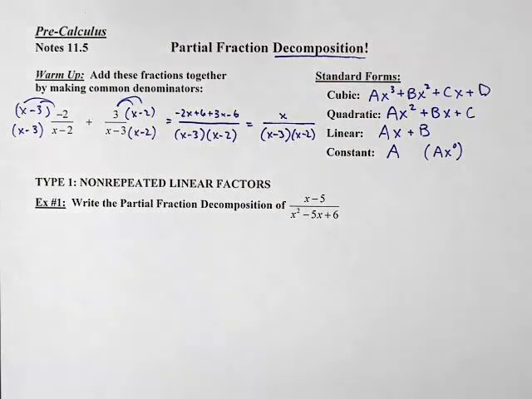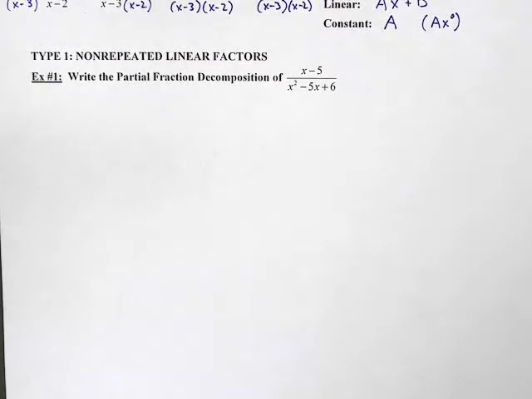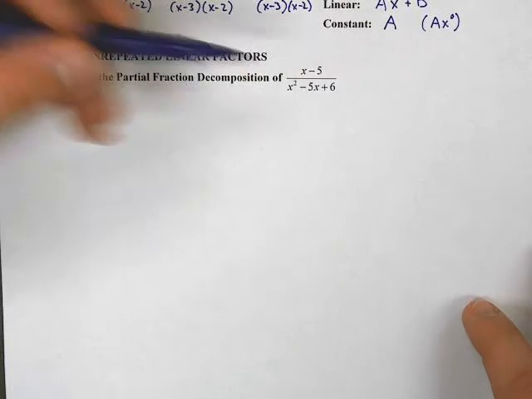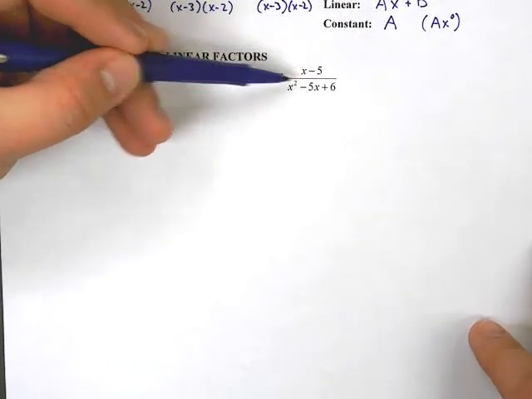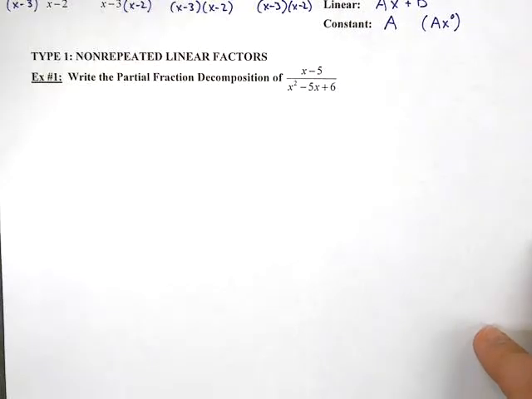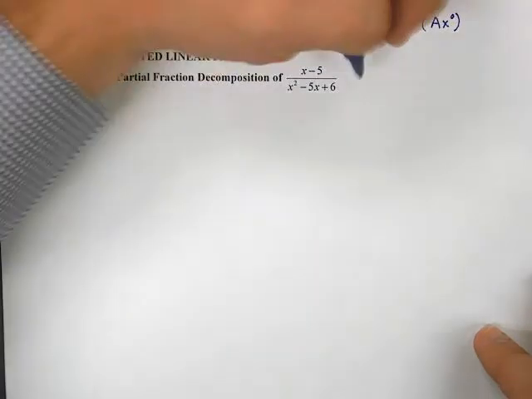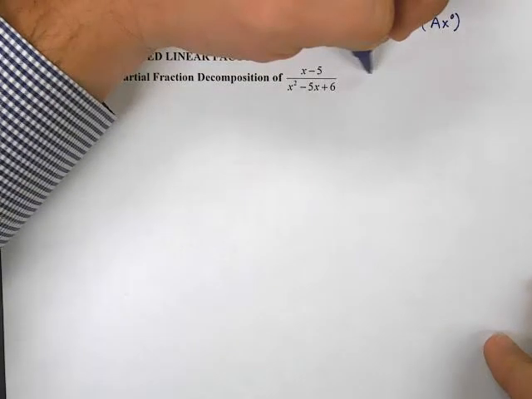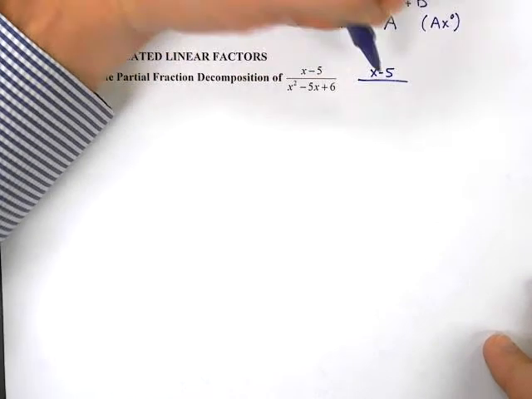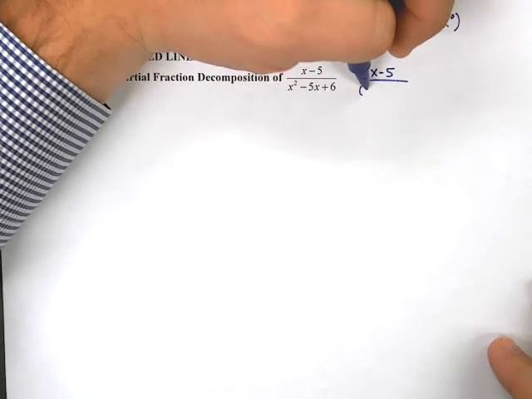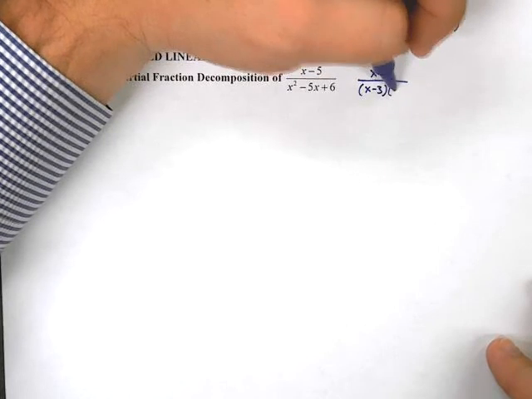So the first one, I kind of want you to just watch and write down with me, and then we'll go through some steps, and then we'll try some more together. So the very first thing I need to do here is say, well, x minus 5 over x squared minus 5x plus 6. I can simplify this a little more, or I can factor. So I know that this is going to be x minus 5 over x minus 3, x minus 2.